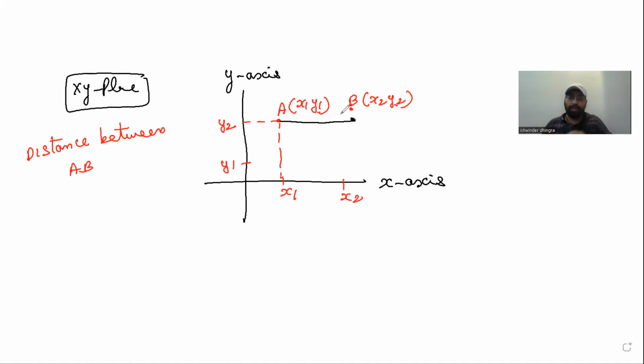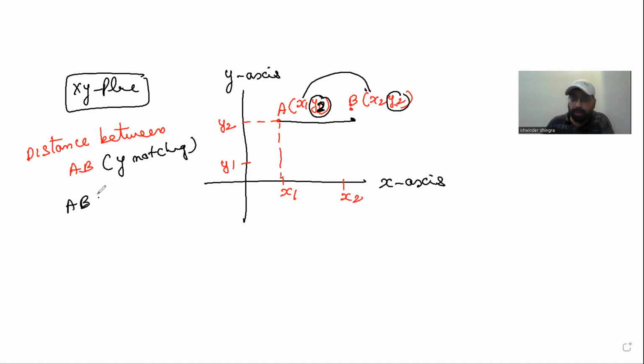Now, if you see it very clearly, the distance between point A and B, how can we find it? I'm so sorry, this is x2, this is y2. Now, if you see it very clearly over here, between point A and B, y is not changing. You need to be very careful, but only x is changing. So I can say the distance between point A and B will be x2 minus x1.